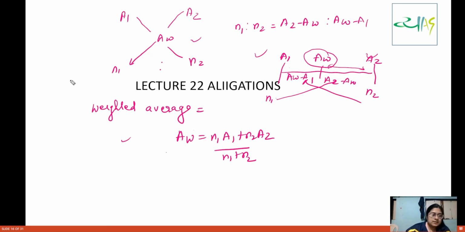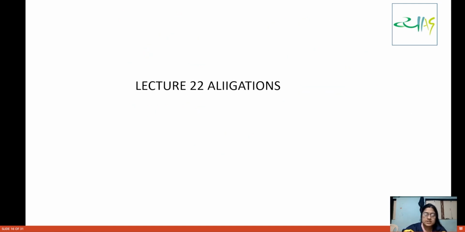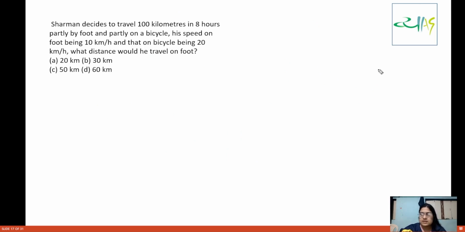So let's go into our questions and see how we can refresh the application part of this. Look at this question. Sherman decides to travel 100 kilometer in 8 hours, partly by foot and partly on a bicycle. His speed on foot being 10 kilometer per hour, and that on a bicycle being 20 kilometer per hour. What distance would he travel on foot?